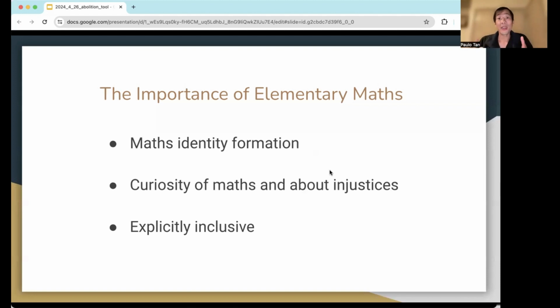Identity of math, that maybe, well, I'm good at math, or I'm not good at math, or I have a lot of trepidations about math. So all these sort of affective ways of thinking about math that then carry on to adulthood are formed in the elementary context, in the elementary school. And this goes for teachers too, who then are going to be working with children.